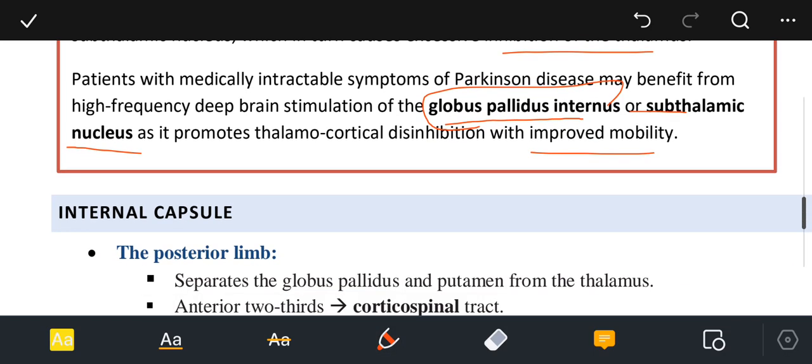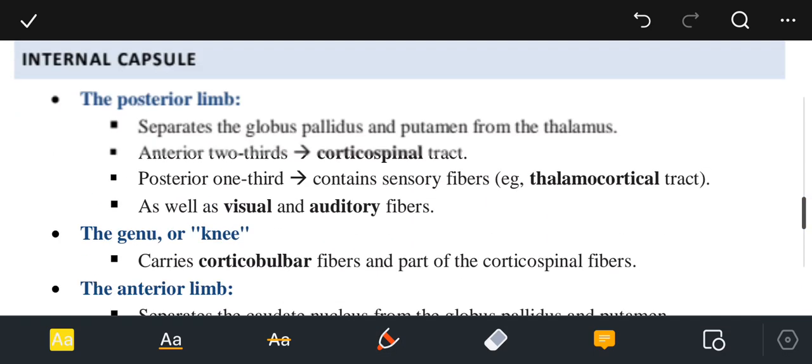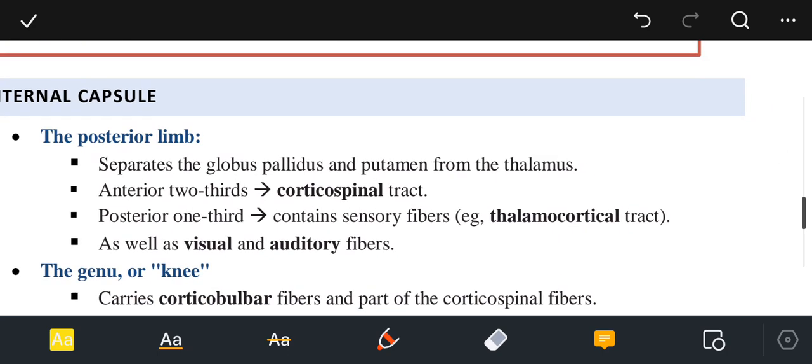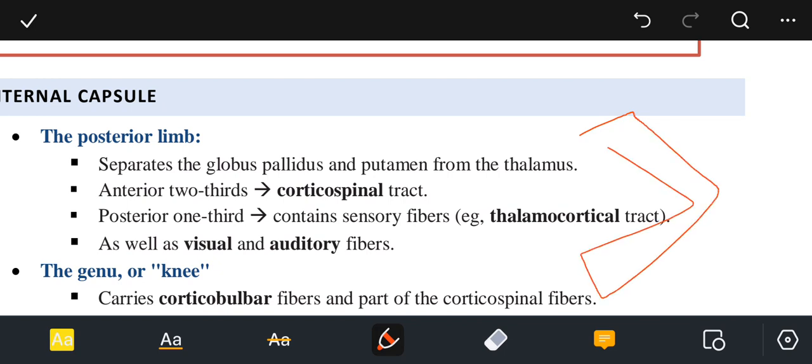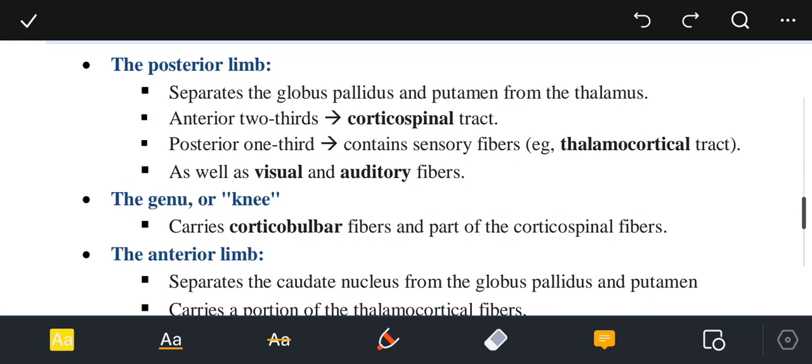Now let's talk about the internal capsule. Internal capsule is a white matter tract that is present in between the basal ganglia, and it looks something like this. It has two limbs, a posterior limb and an anterior limb. The posterior limb separates the globus pallidus and the putamen from the thalamus. This is the lentiform nucleus. So the posterior limb separates the lentiform nucleus from the thalamus.